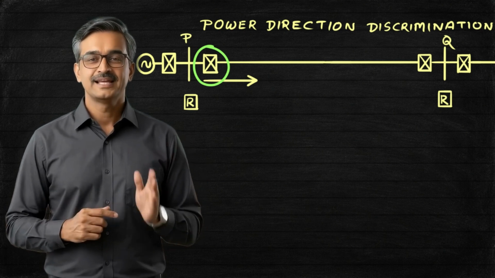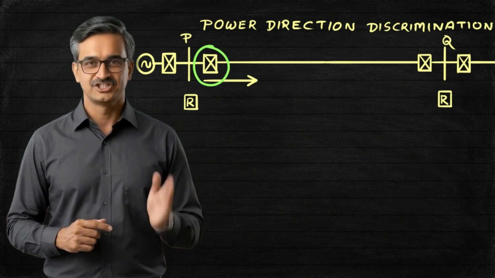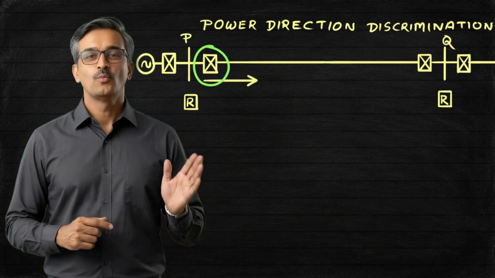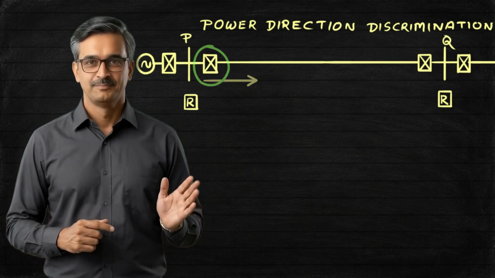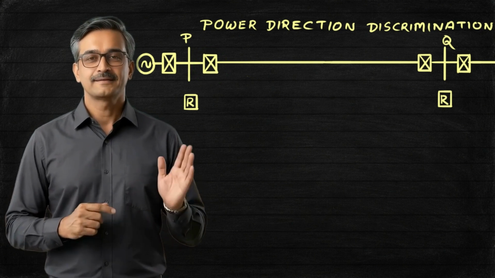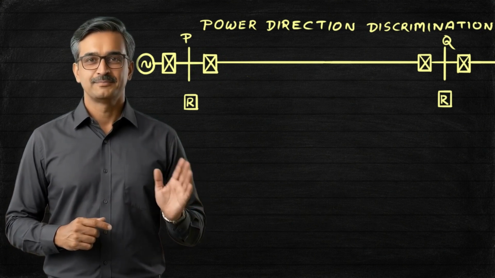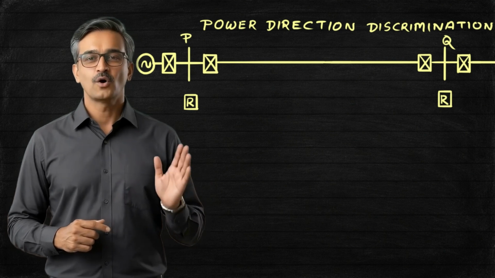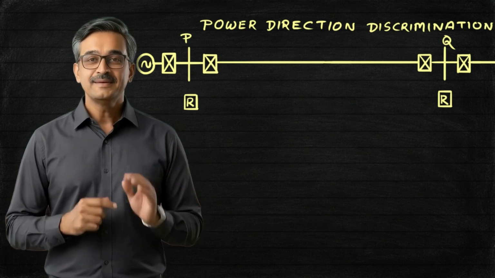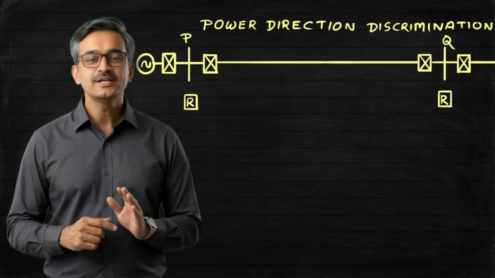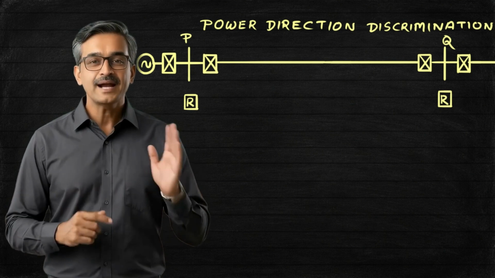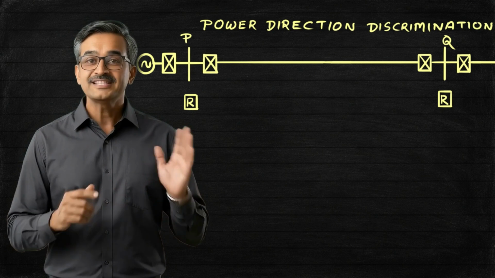This is the fundamental operating principle of power direction comparison discrimination. Rather than comparing current magnitude or voltage magnitude, this scheme compares the direction of fault power at the two ends of the protected section. By observing whether power simply passes through the protected equipment or is being drawn into it from one or both ends, the protection system can accurately distinguish internal faults from external faults and operate only when required. I hope this video has helped you understand the concept clearly.